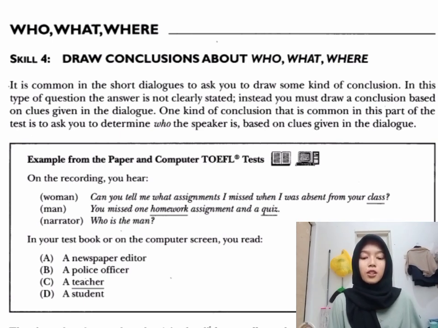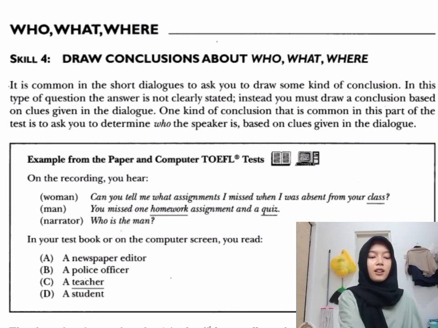And then we have four answers. A, a newspaper editor. No, guys, because we have class here. Class is the place where usually a student and teacher go, not a newspaper editor. So A is the wrong answer.